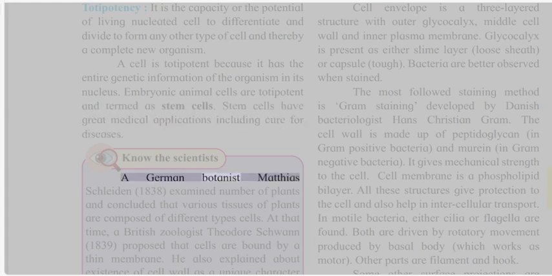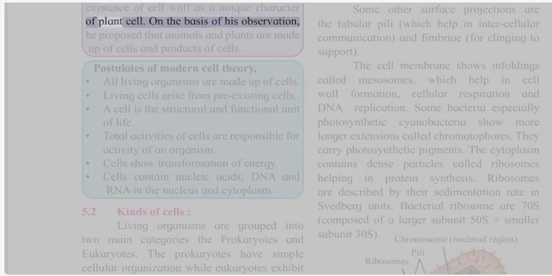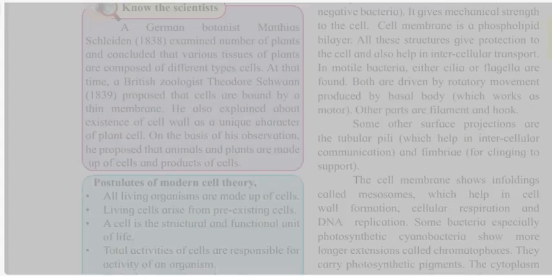A German botanist Matthias Schleiden, 1838, examined a number of plants and concluded that various tissues of plants are composed of different types of cells. At that time, a British zoologist Theodor Schwann, 1839, proposed that cells are bound by a thin membrane. He also explained the existence of cell wall as a unique character of plant cell. On the basis of his observation, he proposed that animals and plants are made up of cells and products of cells. Know the scientists.